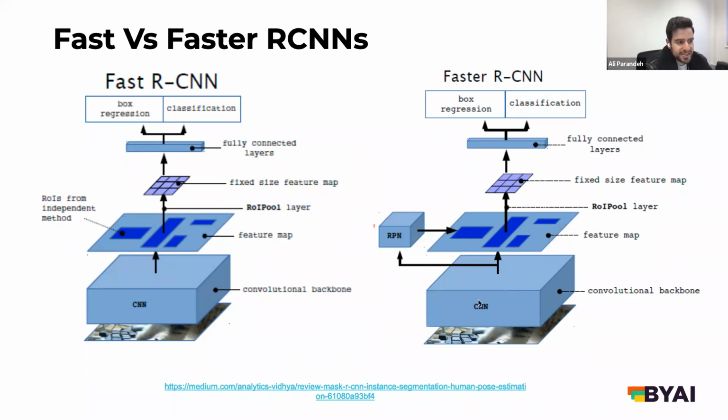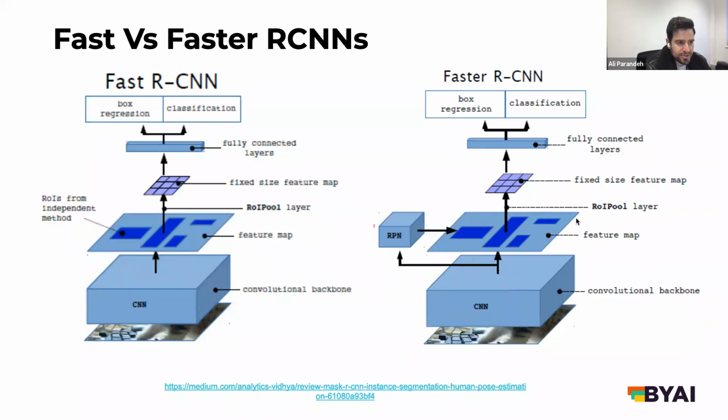So what that entails is that we have a CNN network that is called the convolutional backbone. This is our feature extractor. And then, instead of using a selective search algorithm this time, we have a part of the network called an RPN, or region proposal network. This region proposal network is responsible for producing these bounding boxes, or region proposals.